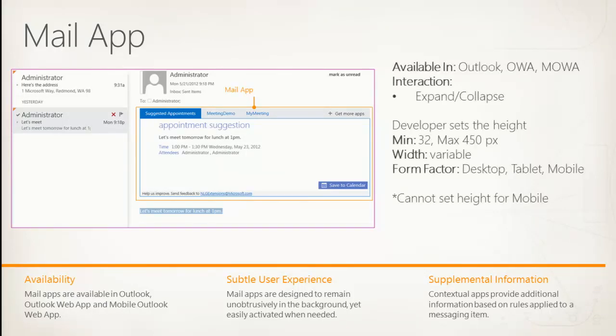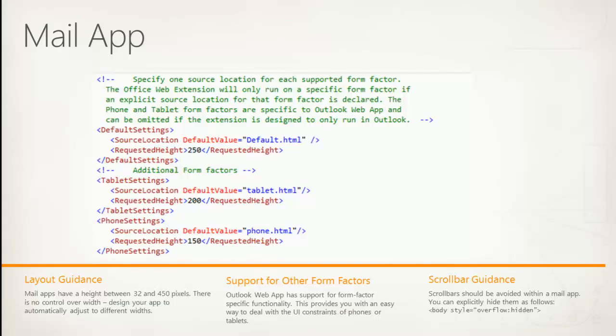And there's a minimum height of 32, a max of 450 pixels, but you can set a height in between there that works best for your app. Also, if you have a different page that's customized just for the tablet or the phone, you can actually in the manifest specify that HTML page, which you'd be hosting in addition to the regular one, and the height that you'd like those to open up at.